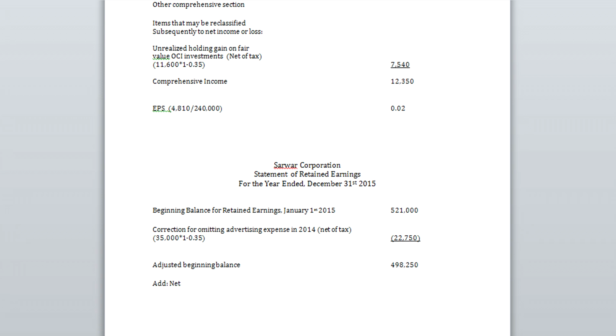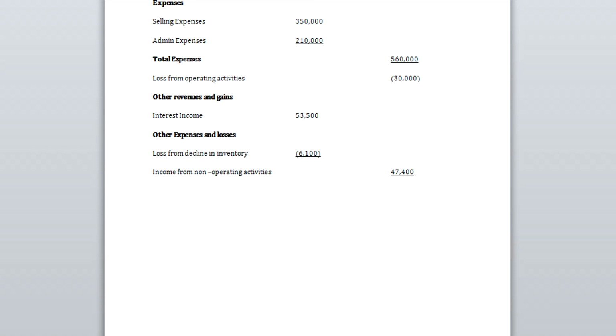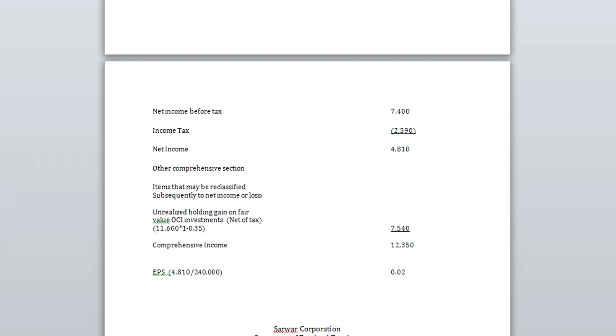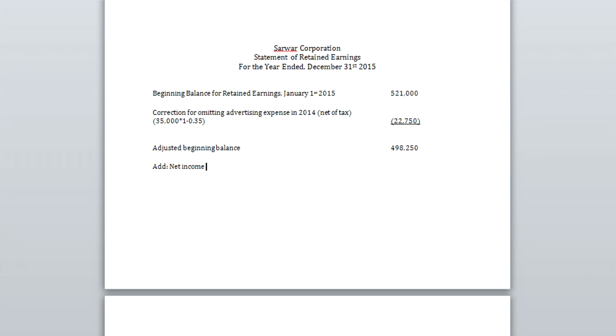Next step is to add our net income. Net income, of course, we know what that is, right? Because we just calculated it. Net income is on our statement of comprehensive income here. It's actually right here, $4,810. So we're just going to add that to the statement.